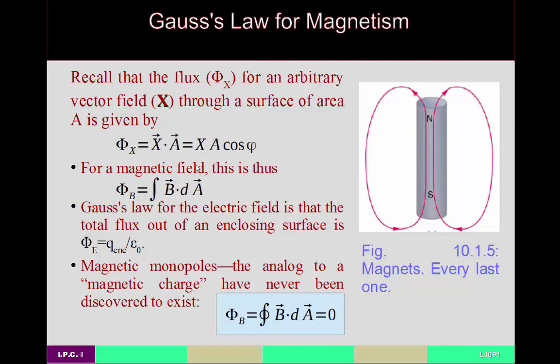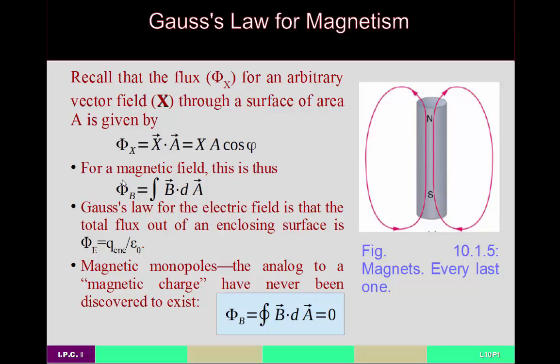Before we get there, there's a second thing of importance, and we've touched on this in previous lectures, which is that Gauss's law can be applied to magnetism. Remember that Gauss's law says that the flux of the electric field, integral E dot dA, is equal to the charge enclosed divided by the permittivity of free space.